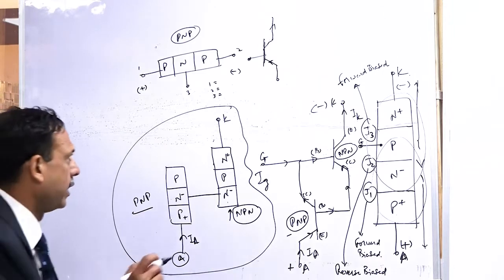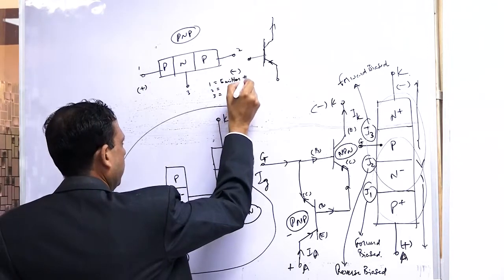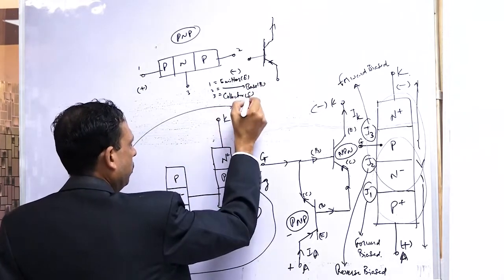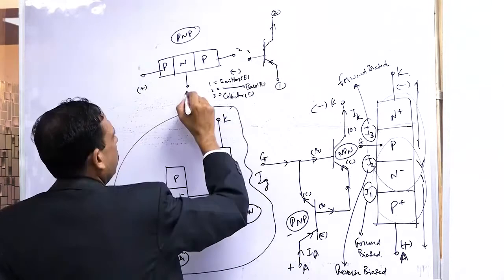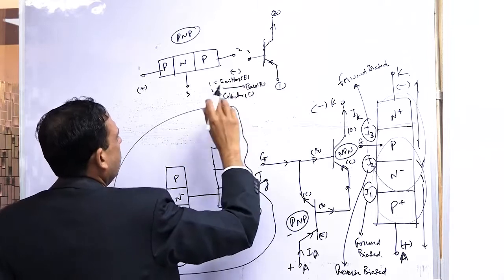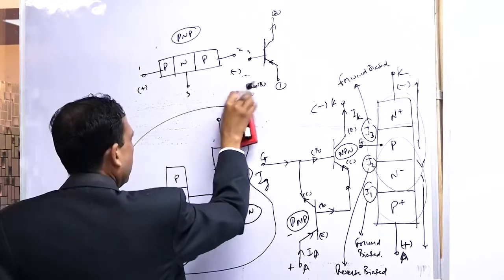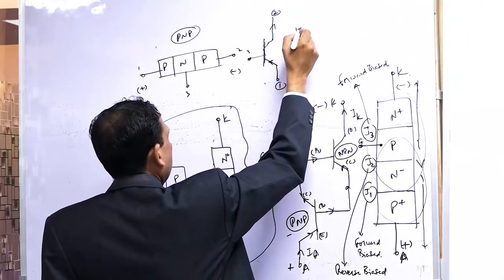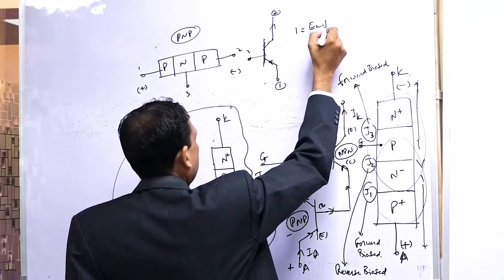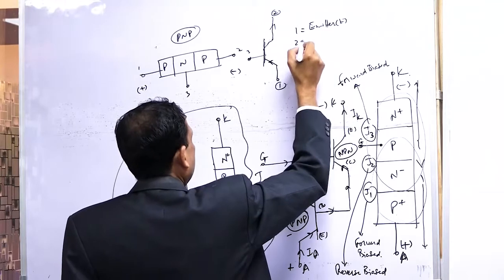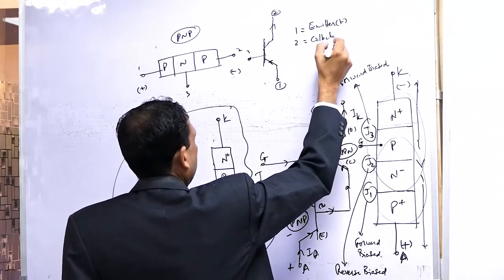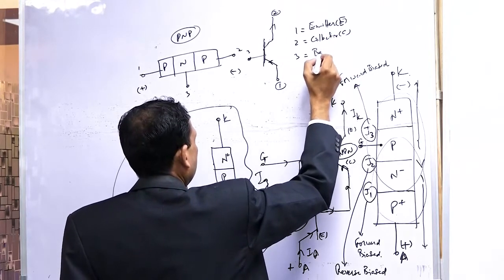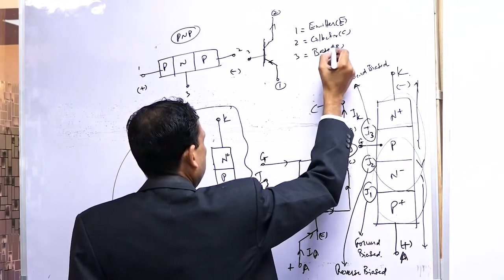Yes, 1 is emitter, very correct sir. 1 is emitter. Emitter is E. Second is base, this is B. And third is collector, that is C. I am wrong here, I will correct it, because here I have written 1, 2, 3. So 1 is equal to emitter, E, 2 is equal to collector, designated as C, 3 is base, designated as B.